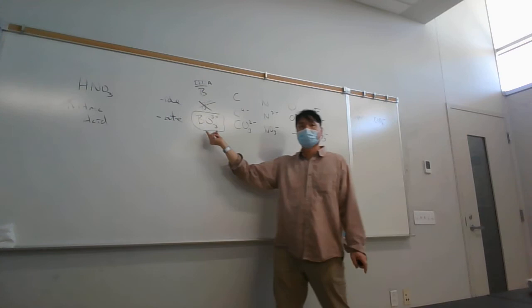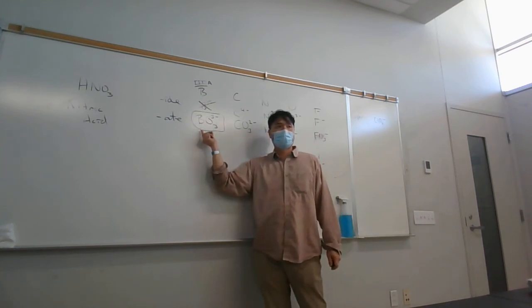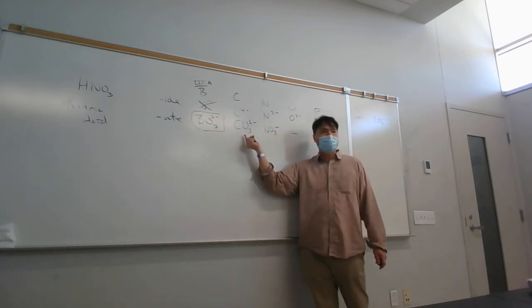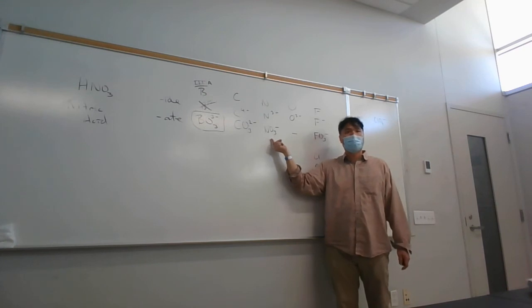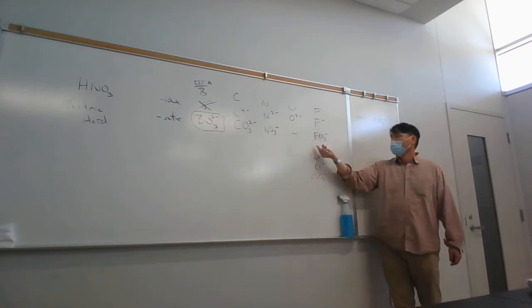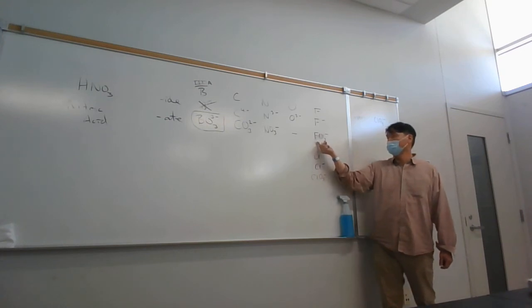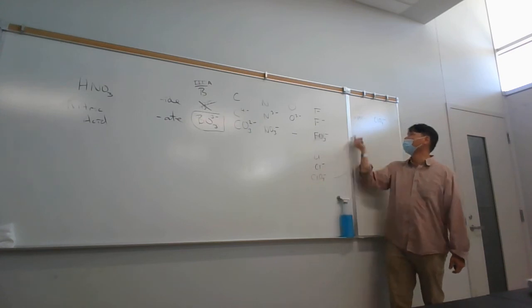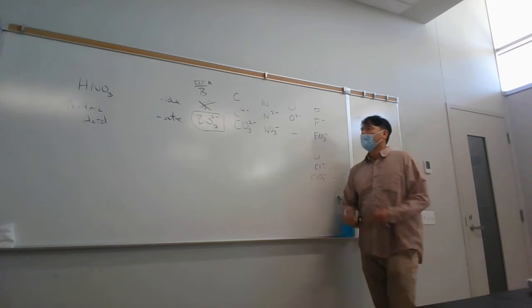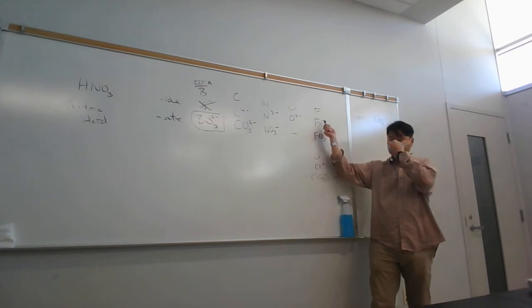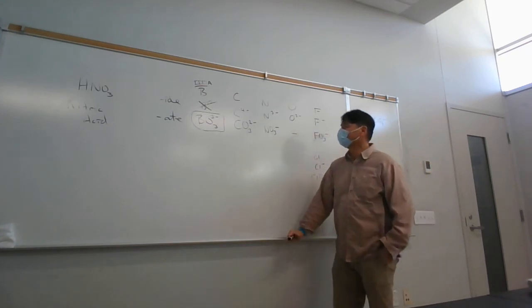What is boric acid? Boric acid is H3BO3. Carbonic acid, H2CO3. Nitric acid, HNO3. Fluoric acid, HFO3. Chloric acid would be HClO3. Perchloric acid would be HClO4. And then with the ides, we have acids as well. For example, hydrofluoric acid would be HF. We have the hydro prefix. So there are different ways we can name these things.